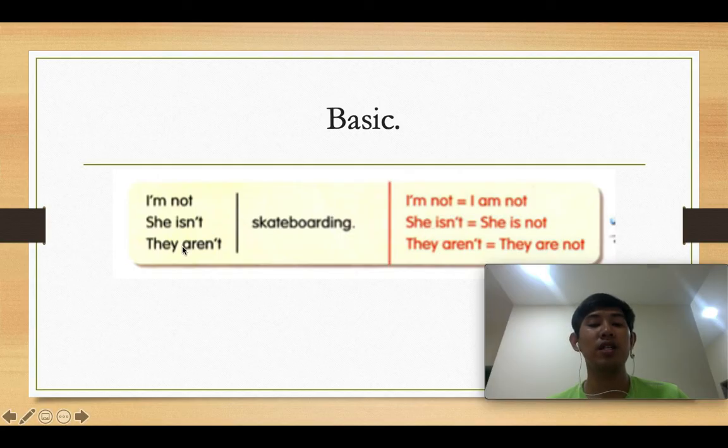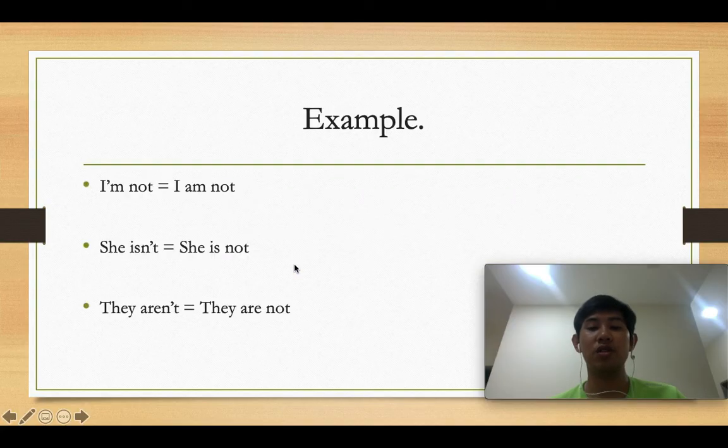And the last one is "they aren't skateboarding". You can also say "they are not skateboarding", but as I already told you before, we are going to learn how to make this a short form. So "they aren't skateboarding". So the example is very simple.